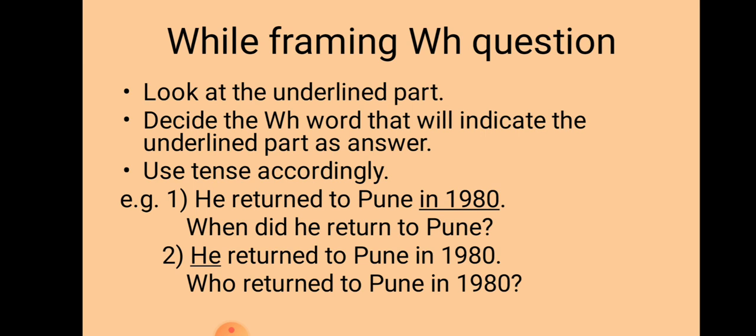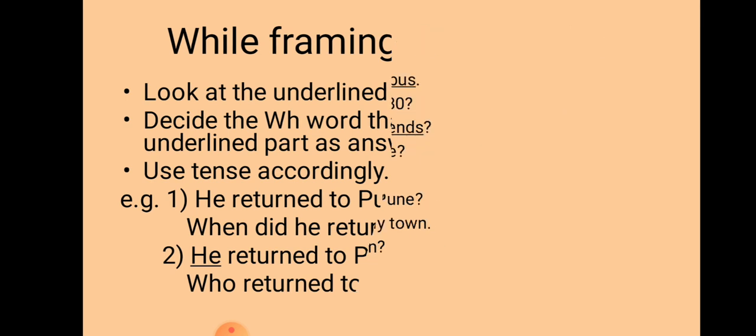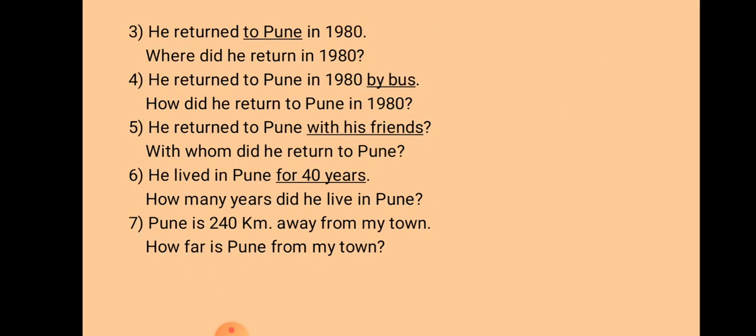इथं ही हे व्यक्तीच्याबद्दल सांगितलेलं आहे आणि त्यामुळे तुम्हाला इथे हू हे वापरावं लागेल. आणि त्यानंतर मात्र ऑक्झिलरी येणार नाही, डायरेक्ट रिटर्न हे पास्ट टेन्स तिथे येईल. So in this way, who returned to Pune in 1980? He returned to Pune in 1980.